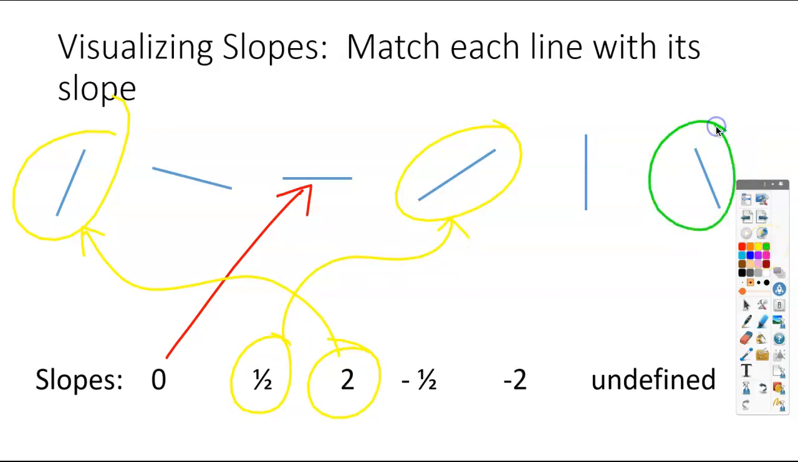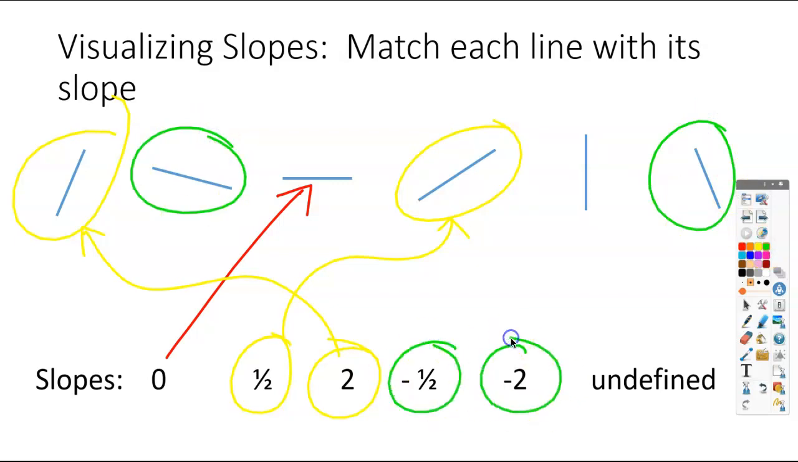Now, these other two slopes here and here, these are negative slopes. So those are the ones that are going to go with these ones here. And once again, the steeper one is going to go with the negative 2. And the half is that one.